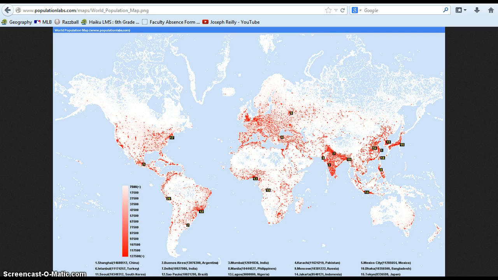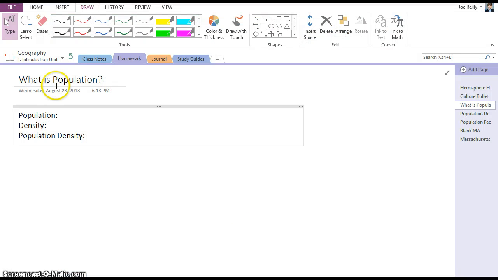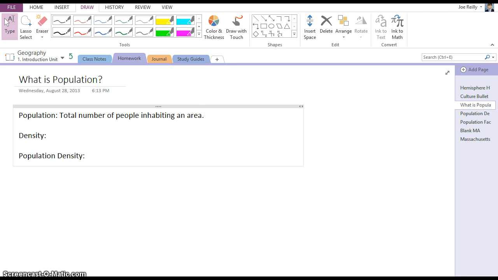Before we get into some activities about population and population density, first we have to define all three terms. So most of you probably know what population is. It is simply the total number of people inhabiting an area. That could be a country, a city, it could be Wesleyan. So there are about 90 students in the 6th grade. That will be a population.